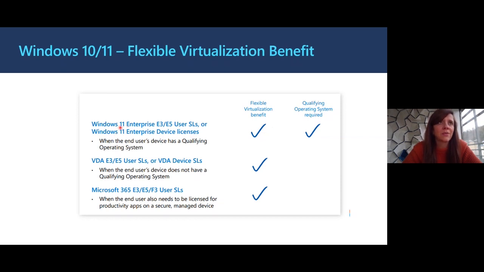It is now only these licenses, Windows 11 Enterprise licenses, that require a qualified operating system. So this is clearly something very different, that you can now take these licenses to run on authorized outsourcers' infrastructure, and that's how the flexible virtualization benefit works for the Windows clients.